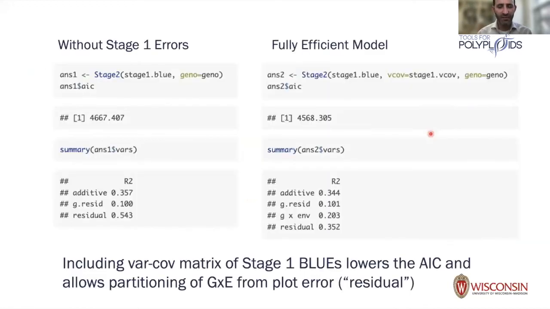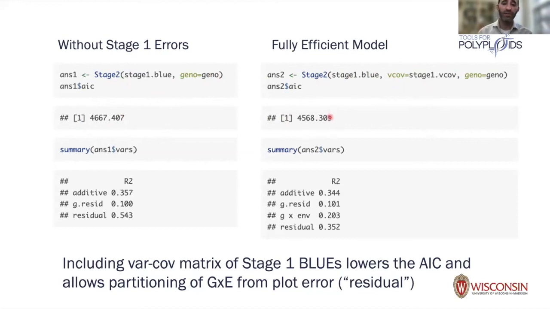But before I do that, I have a slide showing you the benefits of the fully efficient model. If we call stage 2, on the left-hand side we include the blues from stage 1 and the marker data. But on the right-hand side, we have this additional argument VCOV, which stands for variance covariance matrix. By including those uncertainties of the blues from stage 1, we can see that we've dropped the AIC by about 100 points. It's 46.67 on the left, then 45.68 on the right.